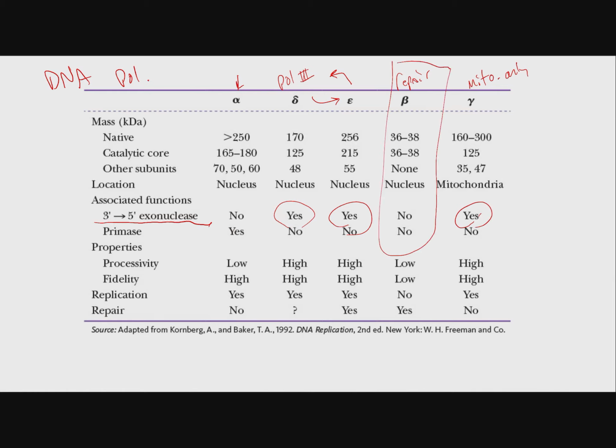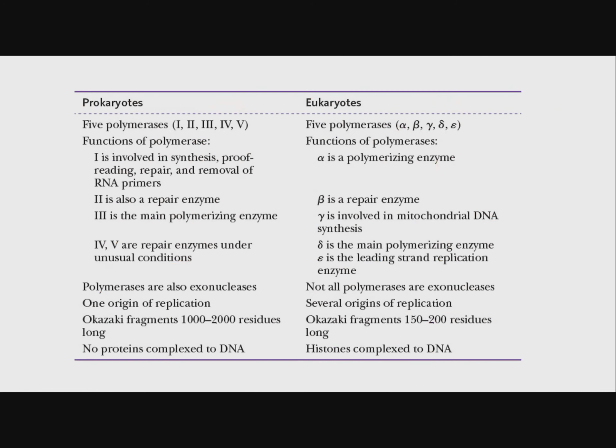It's odd that this one doesn't have that activity, and it's a repair enzyme. So I wonder what kind of repair that one does. Actually, maybe we can't associate exonuclease activity completely with repair, because this one does repair but doesn't have exonuclease activity, so it must repair through another mechanism. But it's worth noting that all of these can do 5' to 3' polymerization activity. Some of them can also go backwards and cut out.